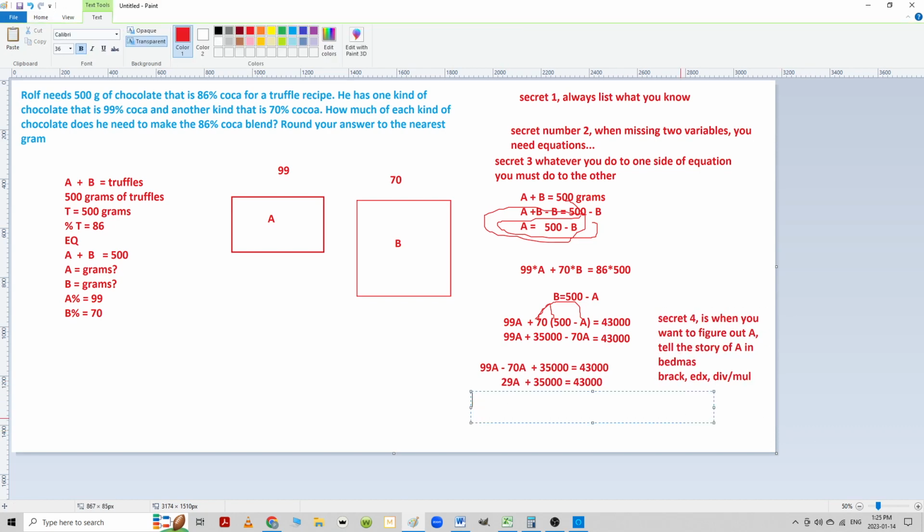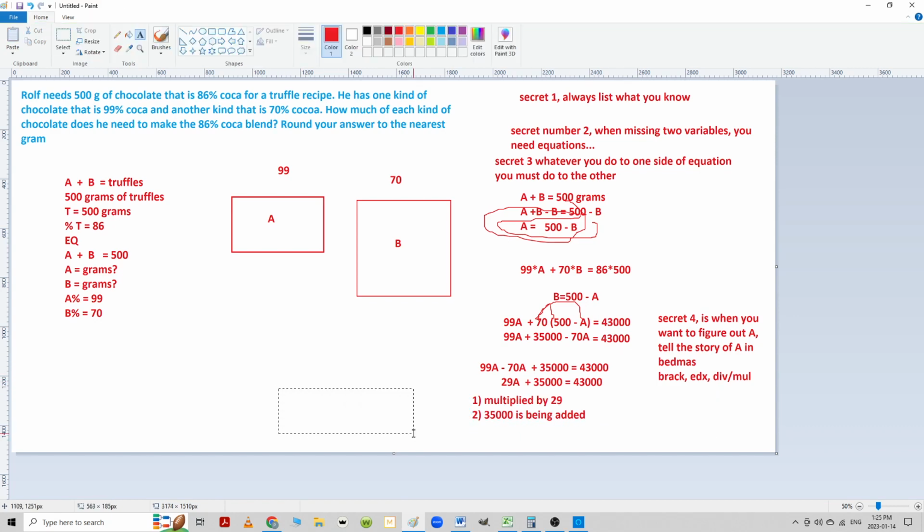Well, there's no brackets, there's no exponents, there's no division. There is a multiplication. A is being multiplied by 29. Is there any other multiplication? No. So we can go to addition, subtraction. Is there any addition? Yes. 35,000 is being added to A, whatever A multiplier is. But it's being added.